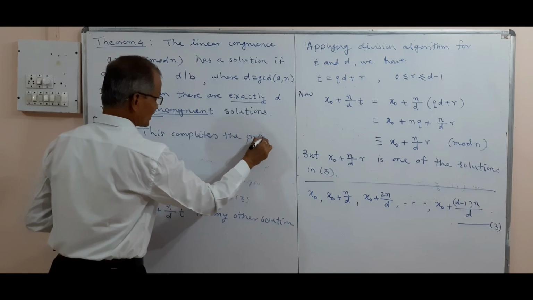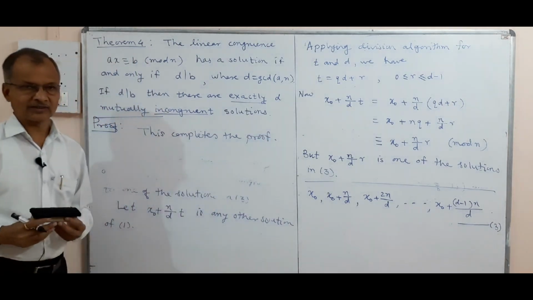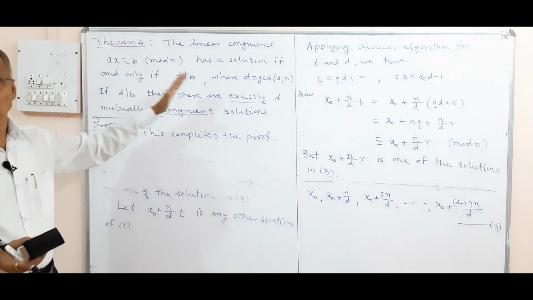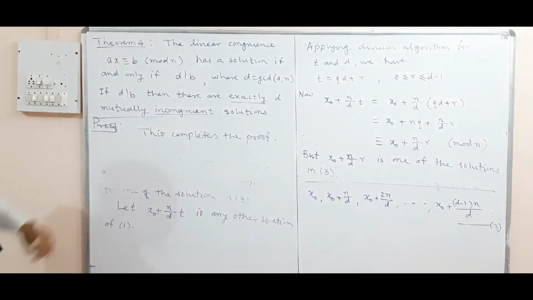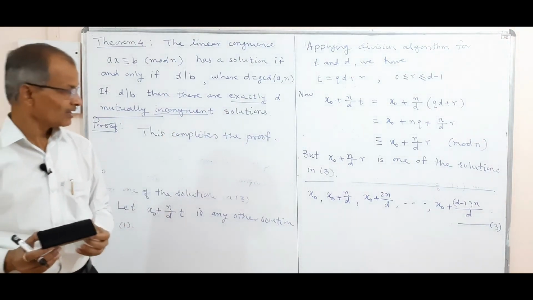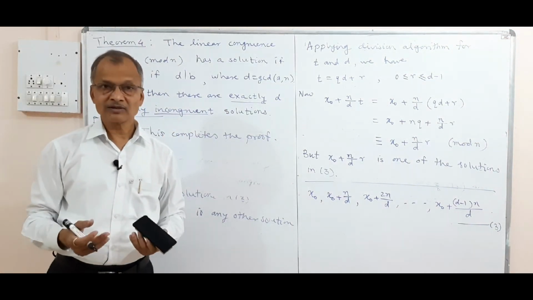So the theorem stated the condition for existence of solution: d must divide b, then and only then the solution exists. And second, if the solution exists, how many incongruent solutions: d. So the remaining part we will continue next time.